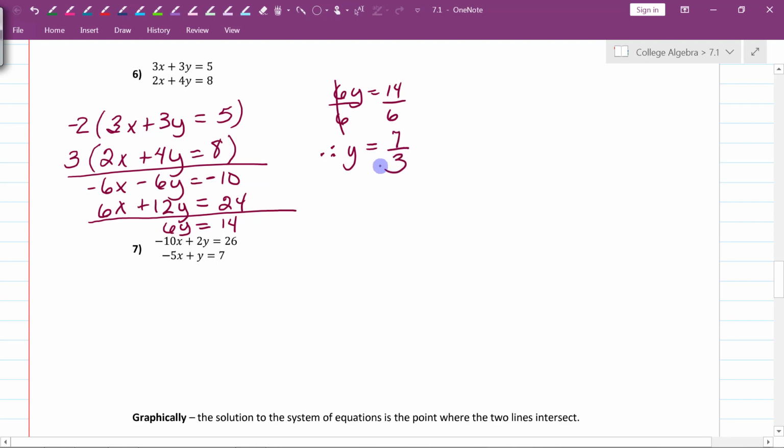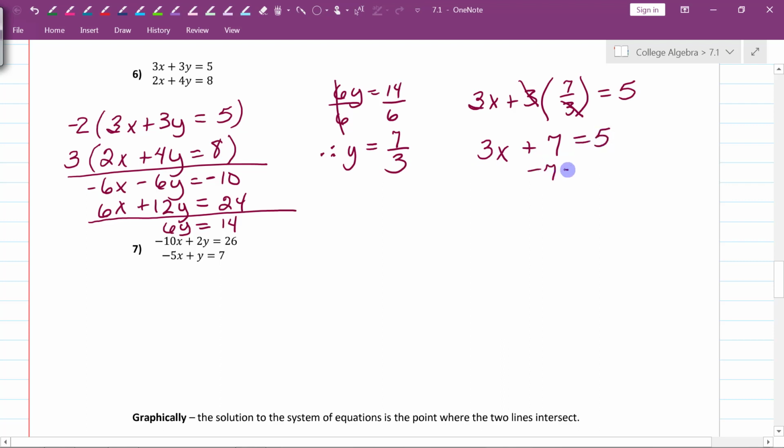Okay, now that I know what y equals, let's substitute that back into an equation. Let's just do the first one and solve for x. So we're going to substitute this in. So we have 3x plus 3y. What does y equal? It equals 7/3. And that is equal to 5. Well, notice my 3's go right away. So I end up with 3x plus 7 is equal to 5.